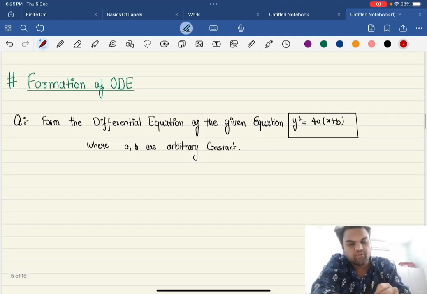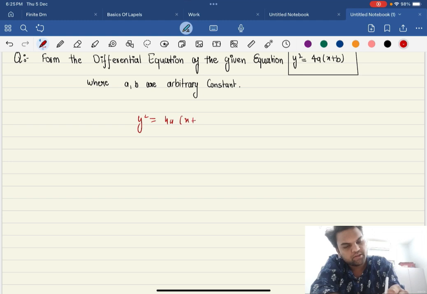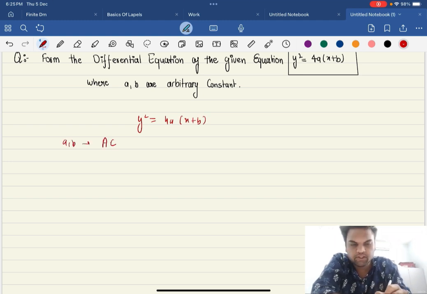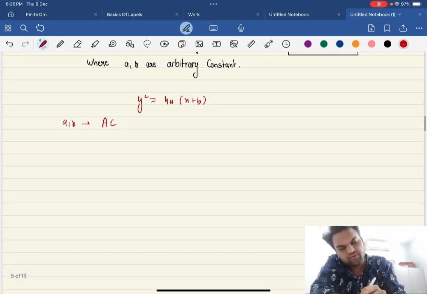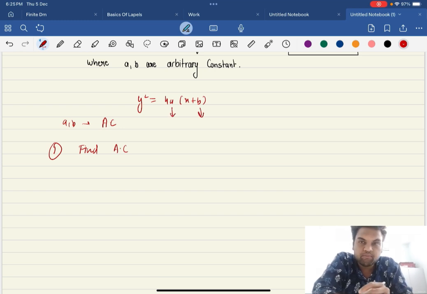Let's say we have a problem: form a differential equation of the given equation, where a and b are the arbitrary constants. So let we have y square equals 4a(x plus b). Here a, b are the arbitrary constants given in the equation. So the first objective is to find the arbitrary constants. Sometimes the problem already gives that these are the arbitrary constants, sometimes we have to find them.